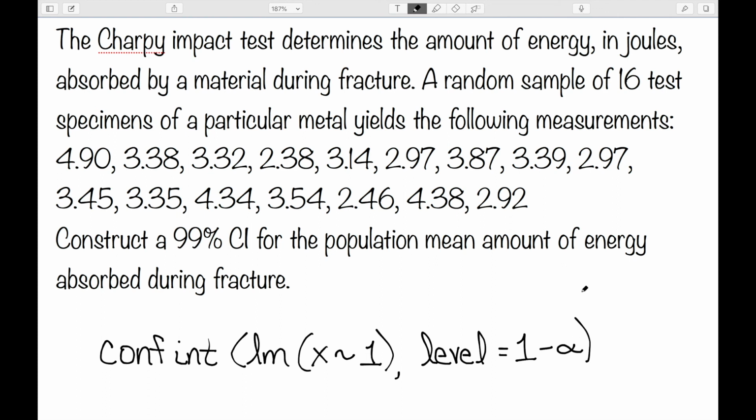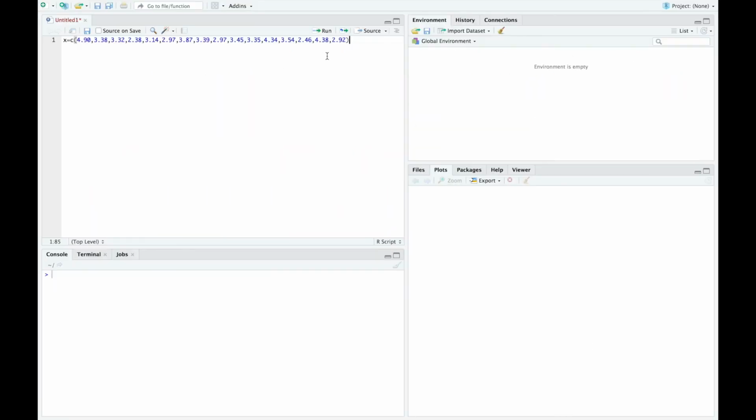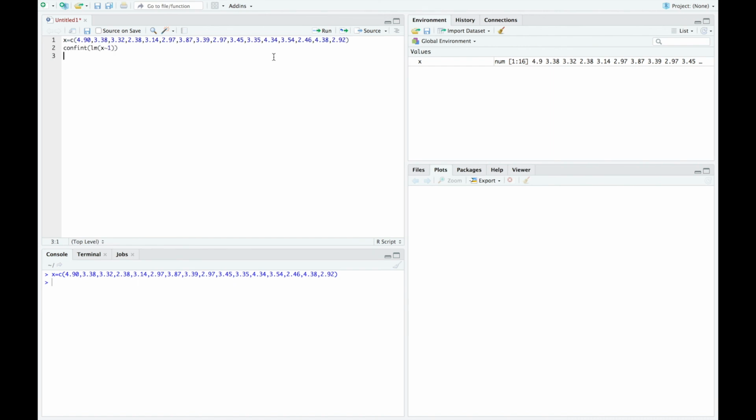So let's show how to do this in RStudio. So here I have RStudio, and I went ahead and created this vector that I called x that contained all of the data points provided to me in this example. So I can run and save that. So we use our command confidence interval, CONFINT, for the confidence interval of LM of x tilde 1, since my vector is saved as x.